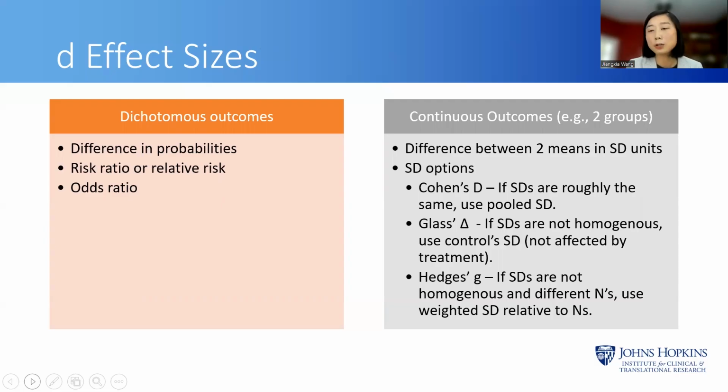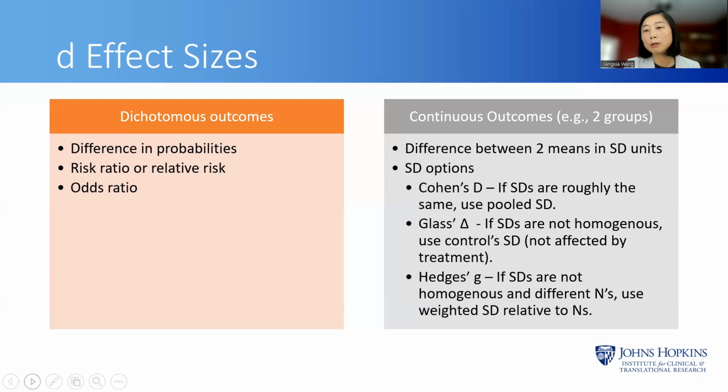in standard deviation units. Please note that the standard deviation option can actually vary, depending on the situation. If the standard deviations are roughly the same between groups, then we use the pooled standard deviation to calculate the effect size. But if the standard deviations are not homogeneous between the groups, we can use the control's standard deviation. This is not affected by treatment.